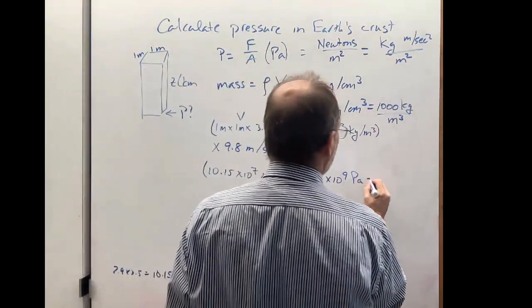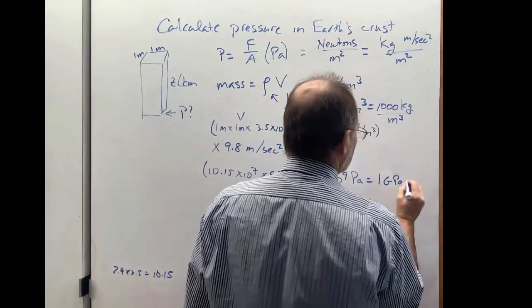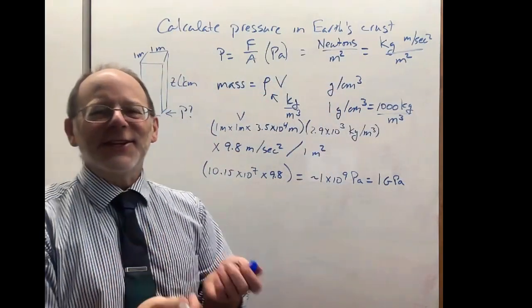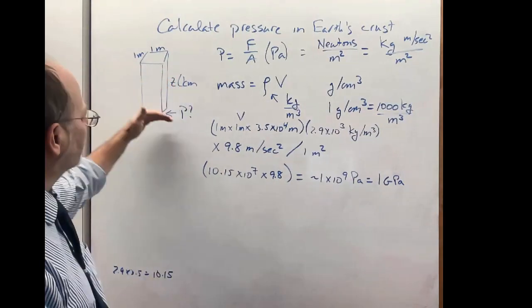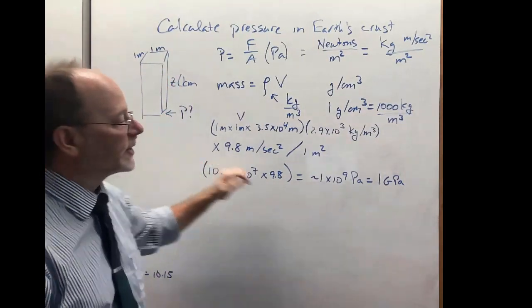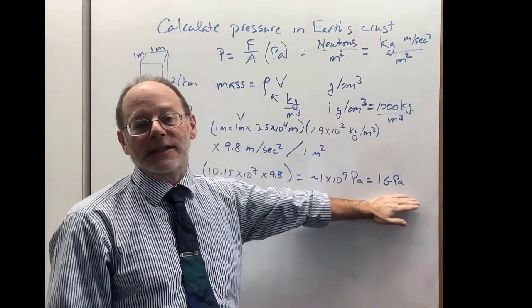Or 1 gigapascal. That's a useful thing to remember. Okay, the pressure at the base of normal thickness crust, 35 kilometers, is about 1 gigapascal.